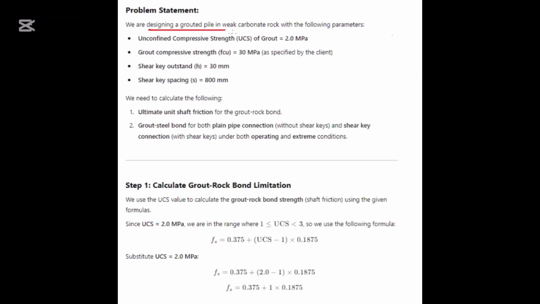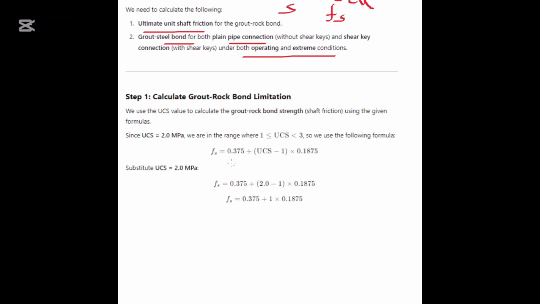We will see one problem. We are designing a grouted pile in a weak carbonate rock with the following parameters: UCS and grout compressive strength. Unconfined compressive strength is different from grout compressive strength, FCU and UCS, these two are different. UCS is 2 MPa and the compressive strength of grout is 30 MPa. Then the shear key outstand and shear key spacing, H and S. We need to calculate the ultimate unit skin friction, Fs, and the grout steel bond for both plain pipe and shear key connections, with and without shear key, under both operating conditions. Calculate the grout rock bond limitation.